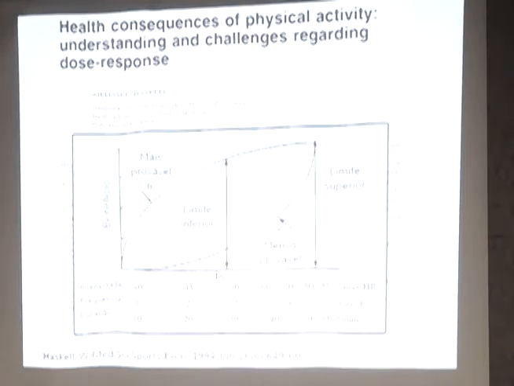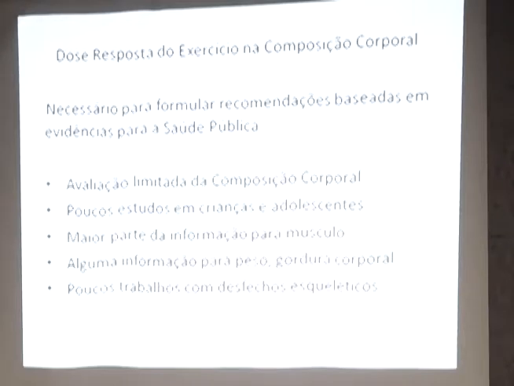But these types of curves have not been applied consistently in body composition research because they're difficult studies to do. You have to have multiple levels of intervention in your study, and that's hard to do. It's hard to keep people engaged. It's expensive. It's hard to apply all the body composition methods. We don't have many studies that have done this in children and adolescents.